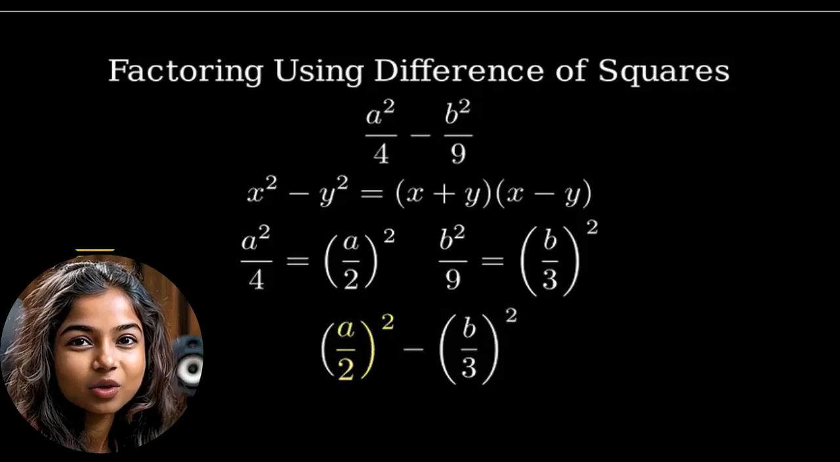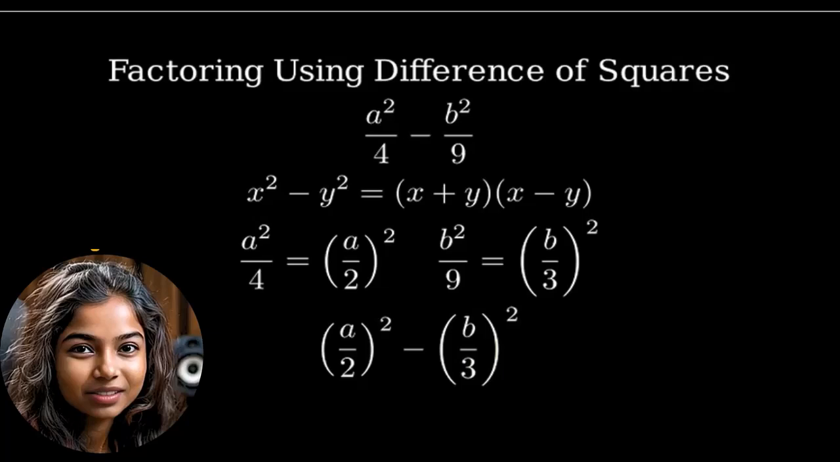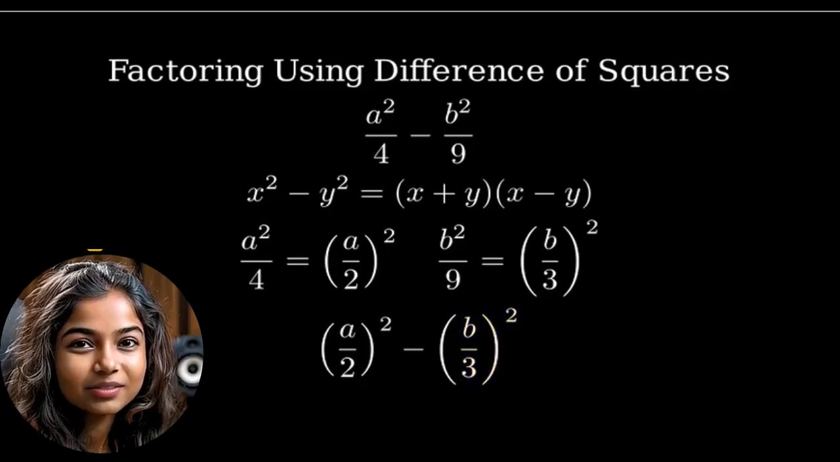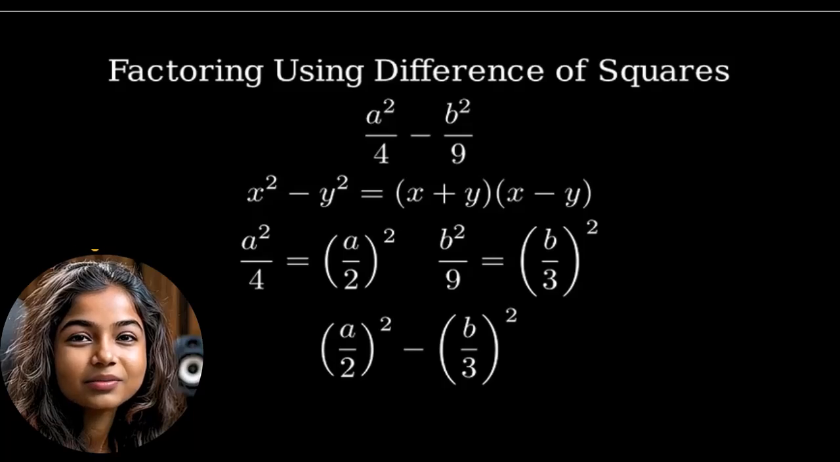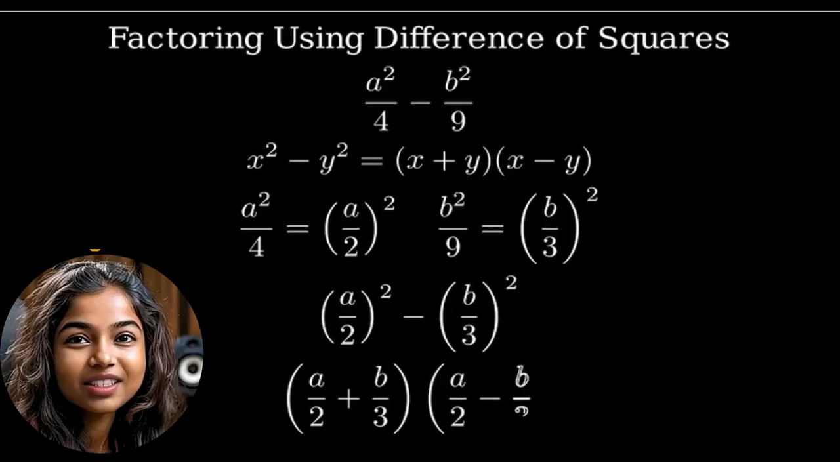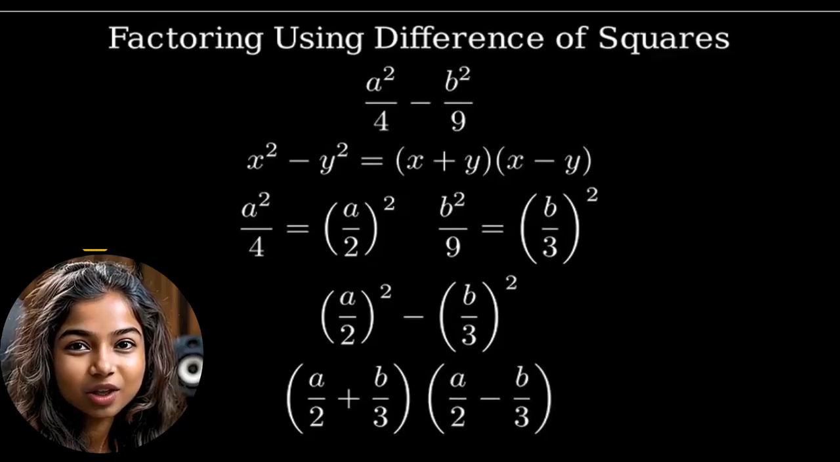Remember, a squared over 4 is the same as a over 2 squared, and b squared over 9 is the same as b over 3 squared. Now our expression is in the form of a difference of squares, where x is a over 2 and y is b over 3. Let's substitute these into our difference of squares formula. We get a over 2 plus b over 3 times a over 2 minus b over 3. This is our factored expression, but we can verify it's correct by multiplying it back out.